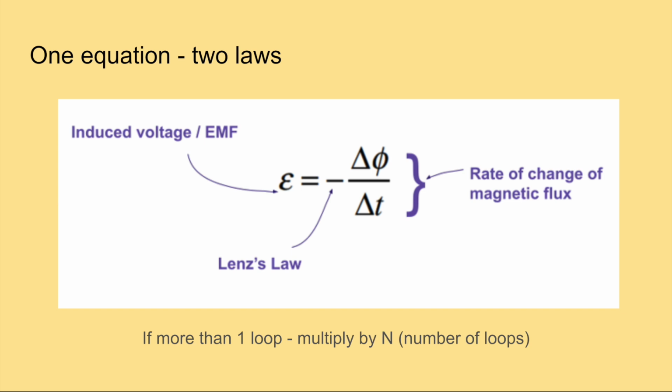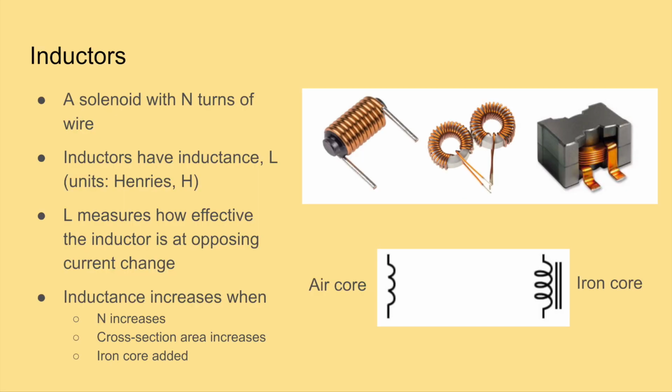It's important to note if you are using this formula, or the other one that we see later on that is specific to inductors, if you have multiple loops, you need to multiply your induced voltage for one loop by the number of loops to get the total induced voltage for a solenoid. So, moving on to inductors and applying this information.